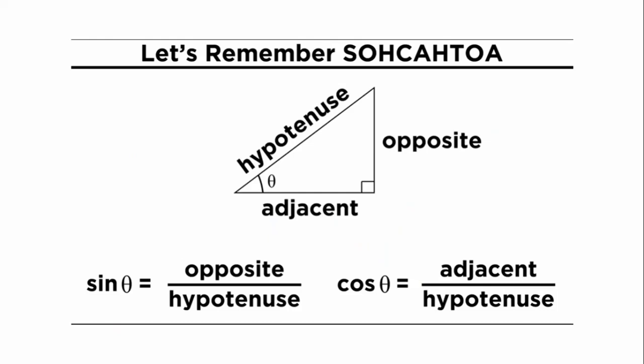First, we must recall what sine and cosine are. From SOHCAHTOA, sine means the length of the leg opposite the angle over the length of the hypotenuse, and cosine means the length of the leg adjacent to the angle over the length of the hypotenuse.